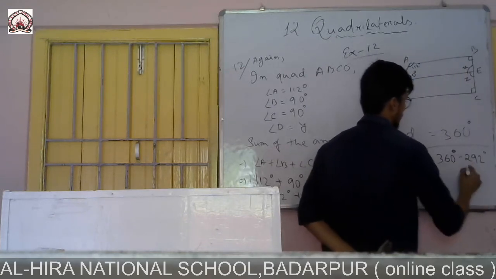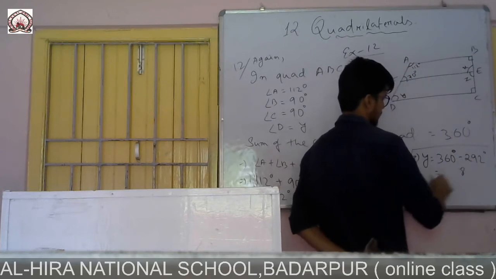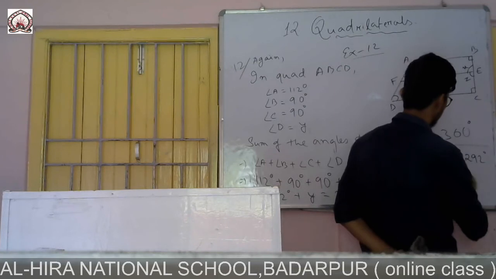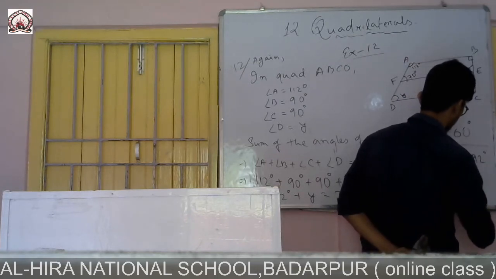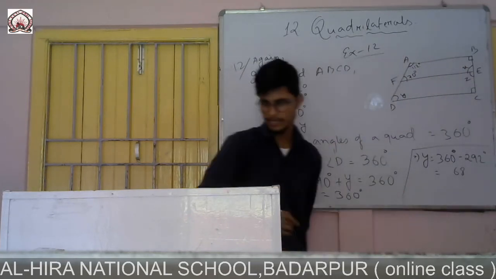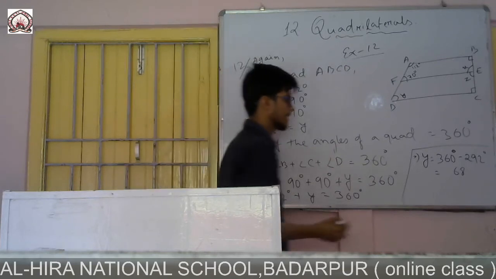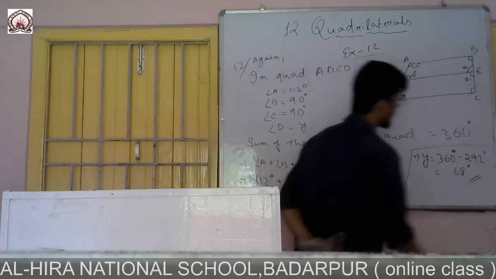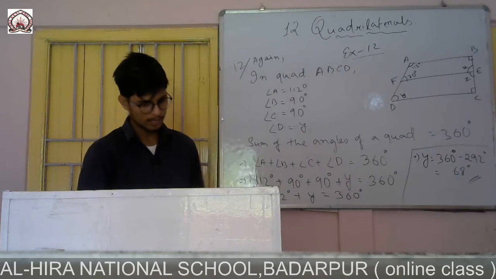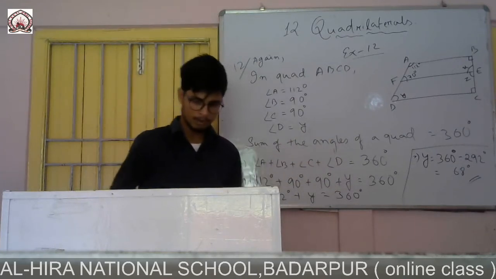10 minus 2 is 8, then 15 minus 9 will be 6, so 68 degree. That means the value of y is 68 degree. So now the last one left, you only have to find the value of z.